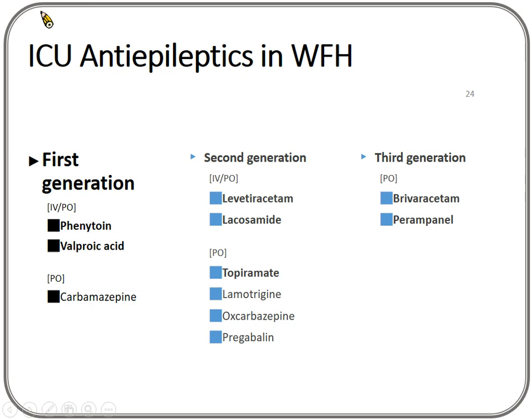Then the second generation of AEDs, the ones with the letter L: levetiracetam, which has both oral and IV forms, and lacosamide. As for the oral forms, you can choose topiramate, lamotrigine, oxcarbazepine and pregabalin. Then the third, newest generation includes brivaracetam and perampanel.